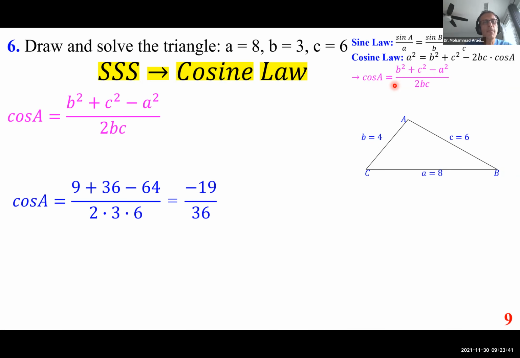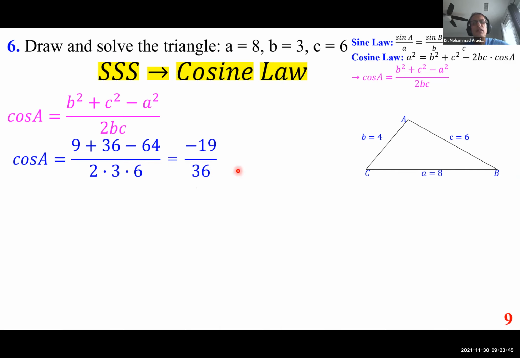And cosine A becomes negative 19 over 36. That means A is cosine inverse of that number. And cosine is negative in the second quadrant, 121.86 degrees. So A is 121.86 degrees. It is larger than 90 degrees.